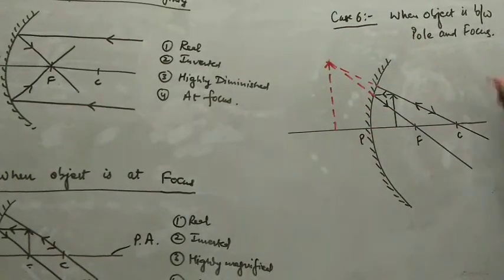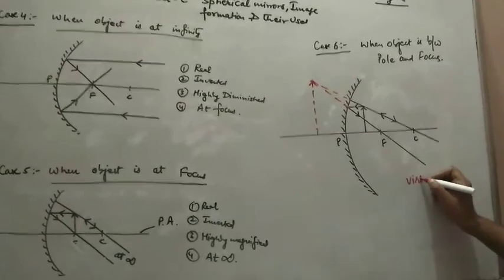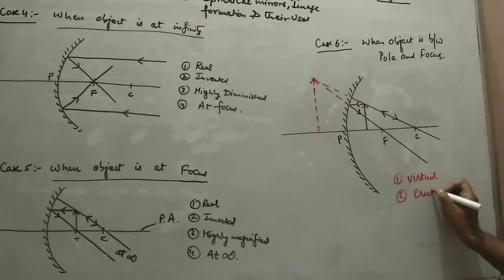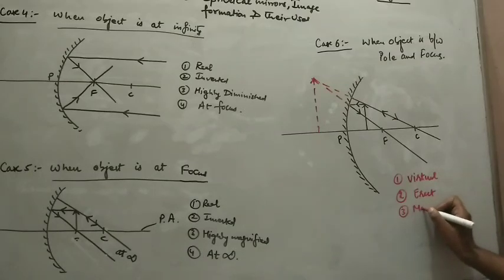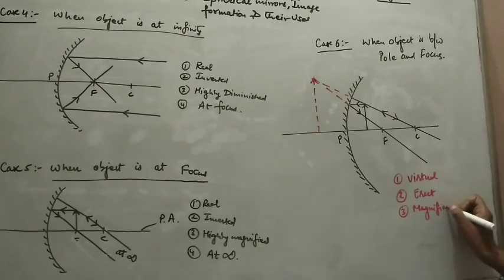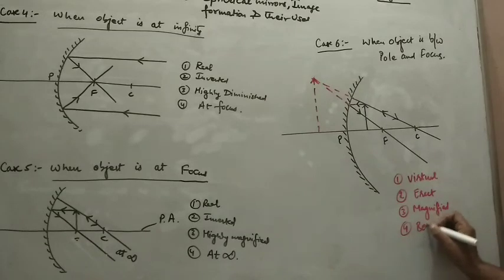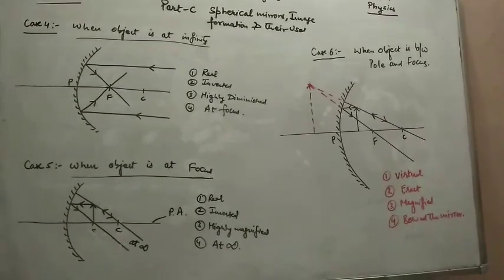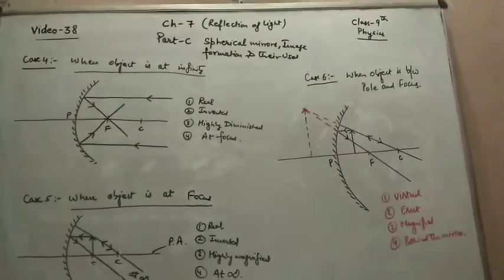So what are the characteristics? Writing with the red again. First is virtual because it is not forming with the actual intersection. Virtual is always erect. Third one is magnified, large in size. And fourth one is behind the mirror, behind the concave mirror. So this is about the concave spherical mirror diagrams. Just watch the video again and again. First focus on the rules and then practice all the diagrams carefully. Definitely you will get mastery of the concept. Thank you very much.